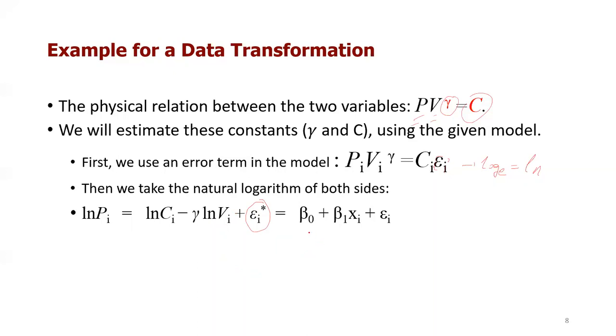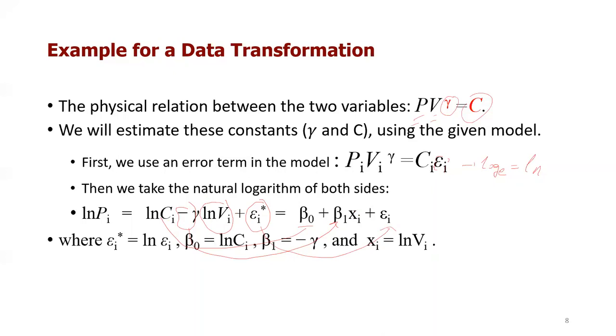And this is equal to beta 0 plus beta 1 times xi. So what is beta 0 here? Beta 0 is ln Ci. What is xi? Xi is ln Vi, right? And what is beta 1? Beta 1 is minus gamma. And what is epsilon i star? This is my new error term, epsilon i star.